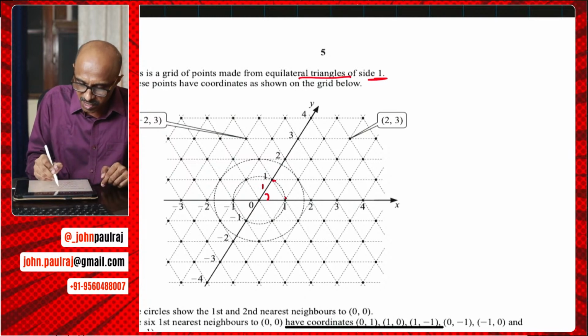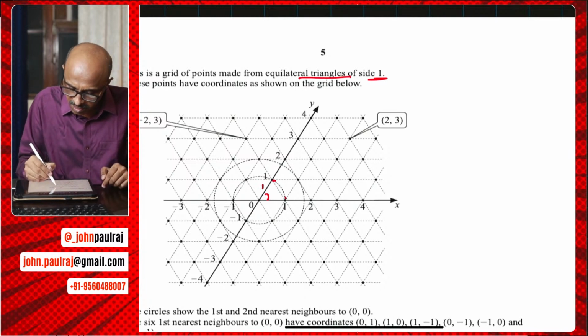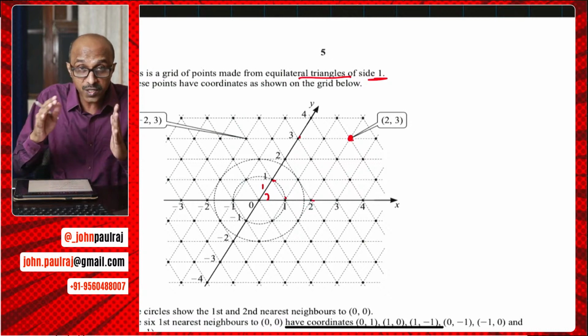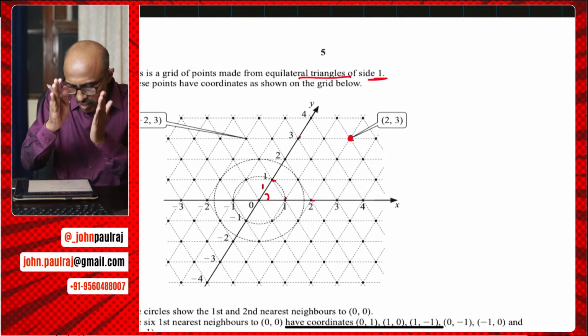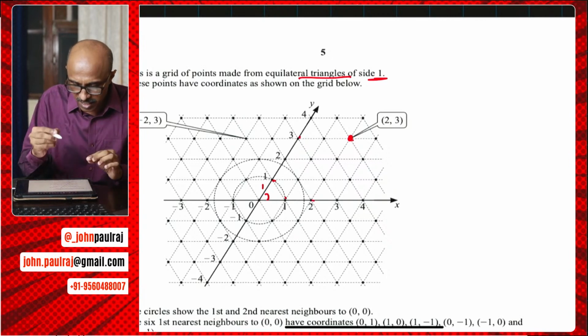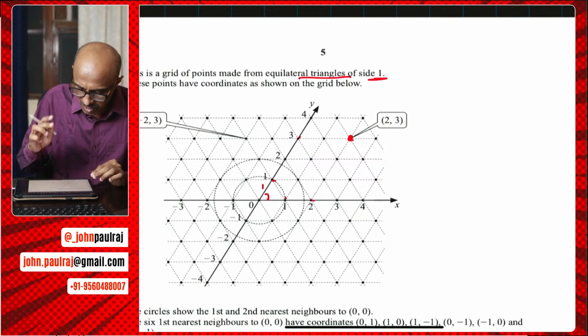These points have coordinates as shown in the grid below. This particular point they've said is 2, 3, which means it's 2 units along the x and 3 units along the y, the same way as you'd read the rectangular coordinate system, but just that it's inclined. The y-axis is inclined at 60 degrees, and it's a grid made up of equilateral triangles.